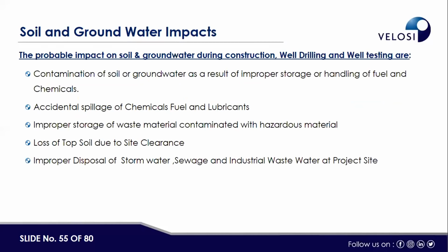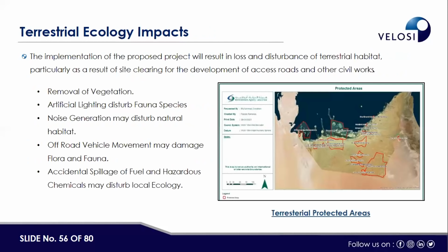Then we have identified the impacts related to the soil and the groundwater. Improper storage or handling of fuel and chemicals and accidental spillage of chemicals are sources of impact for the soil and the groundwater. If we do not properly manage the waste, improper storage of waste material, loss of topsoil due to site clearance, and improper disposal of storm water, sewage, and industrial wastewater. These are all the sources for the soil and groundwater impacts.